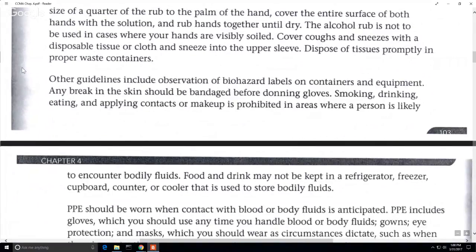The other guidelines include observation of biohazard labels on containers and equipment. Any break in the skin should be bandaged before donning gloves. Smoking, drinking, eating, and applying contacts or makeup is prohibited in the area where the person is likely to encounter body fluids. Food and drinks may not be kept in a refrigerator or freezer.